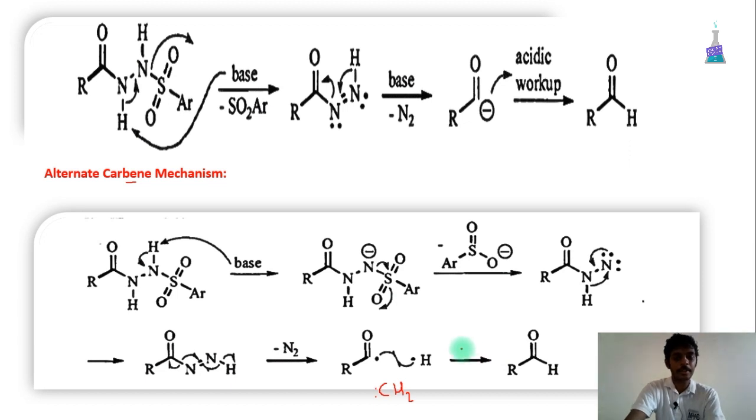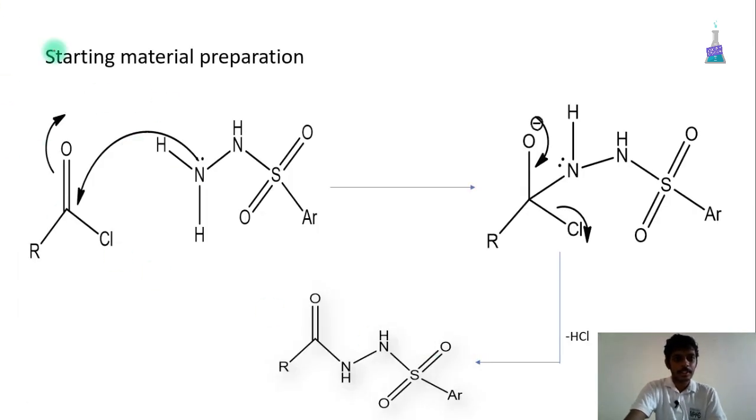Let us see some examples from literature. This is the starting material preparation. Here the acid chloride is treated with this compound. This nitrogen with lone pair attacks this carbon. After that, this double bond will move over here, forming the negative charge on the oxygen, and this negative charge will come over here and Cl will eliminate and hydrochloric acid will eliminate, forming the starting material.